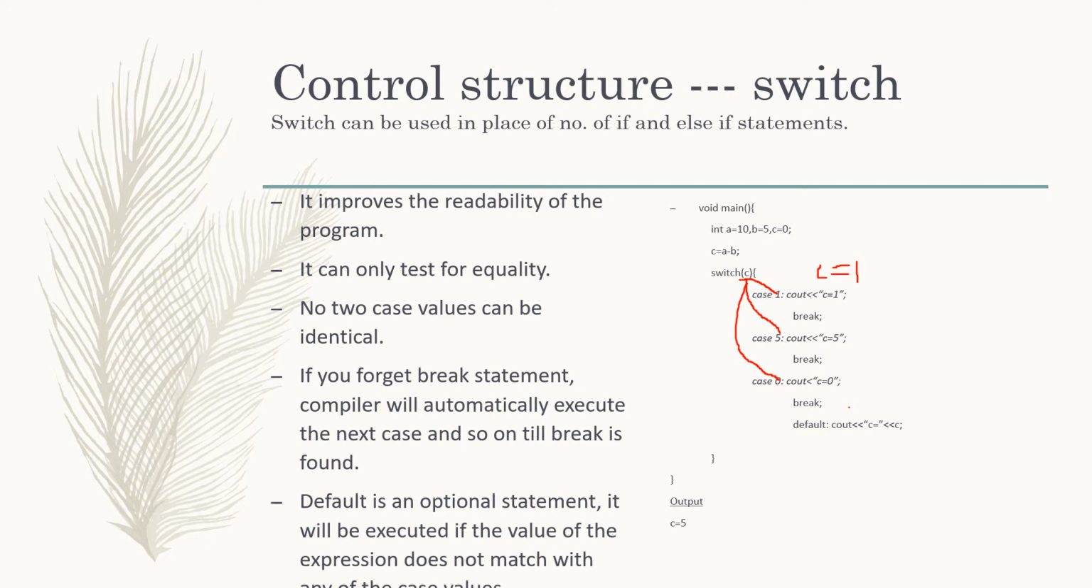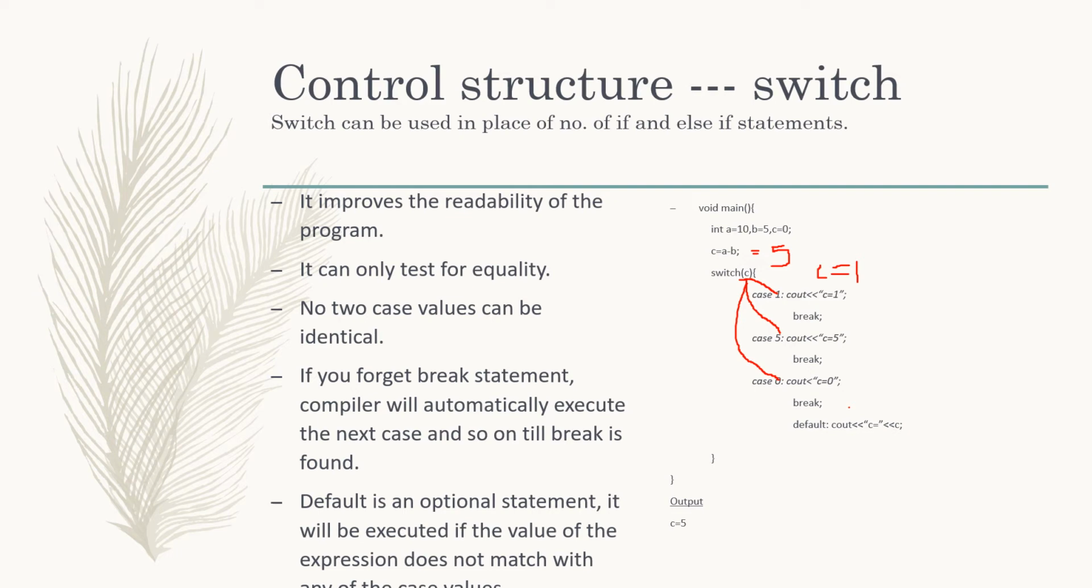The break statement is used to stop execution of the switch case if we find an equality. So here, in the case of int a is equal to 10, b is equal to 5 and c is equal to 0, c is equal to a minus b. So what is c equal to now? c is equal to 5, right?